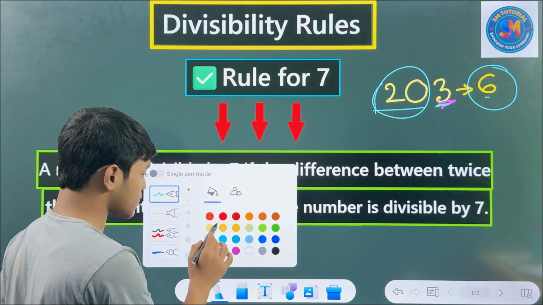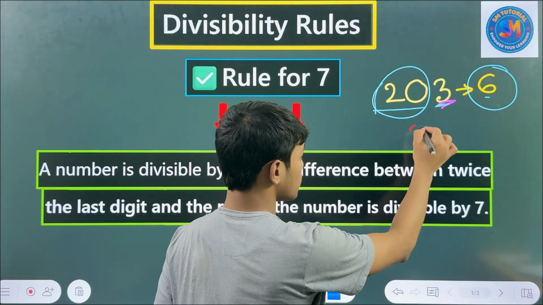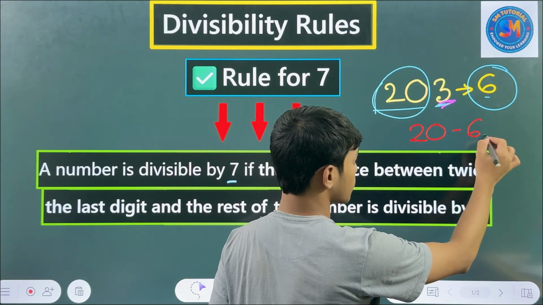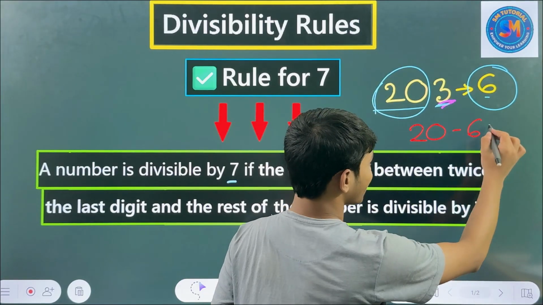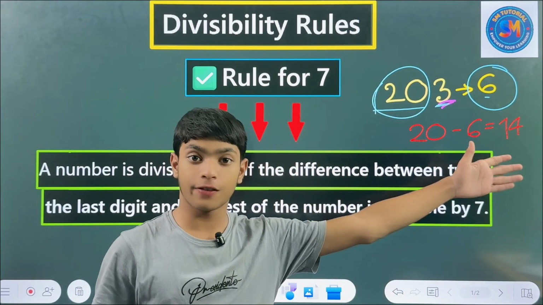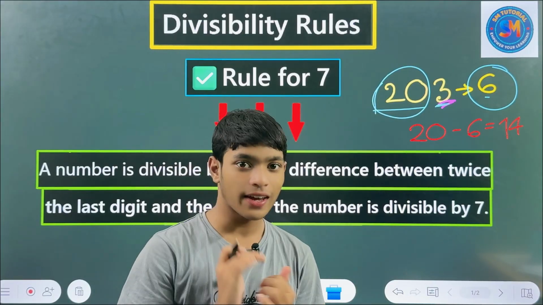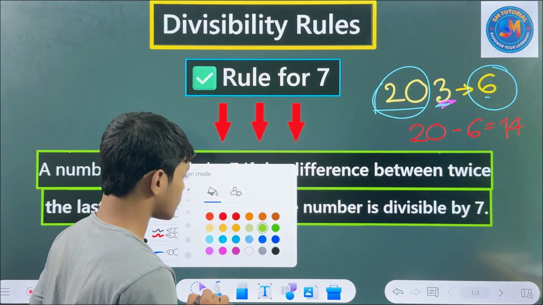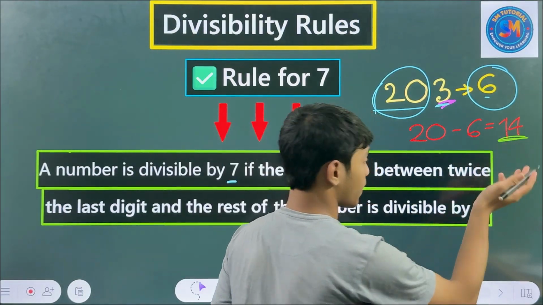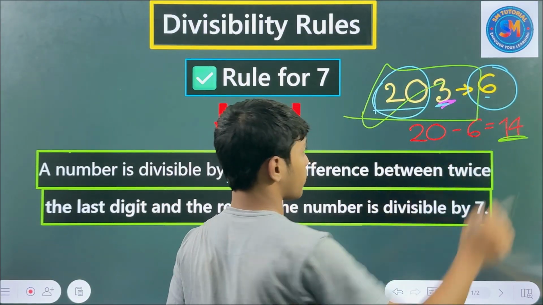So what will the difference be? That will be 20 minus 6, which is 14. Now, if that number is divisible by 7, then the whole number is divisible by 7. What can we see here? 14 is divisible by 7. So we can say this whole number is divisible by 7.